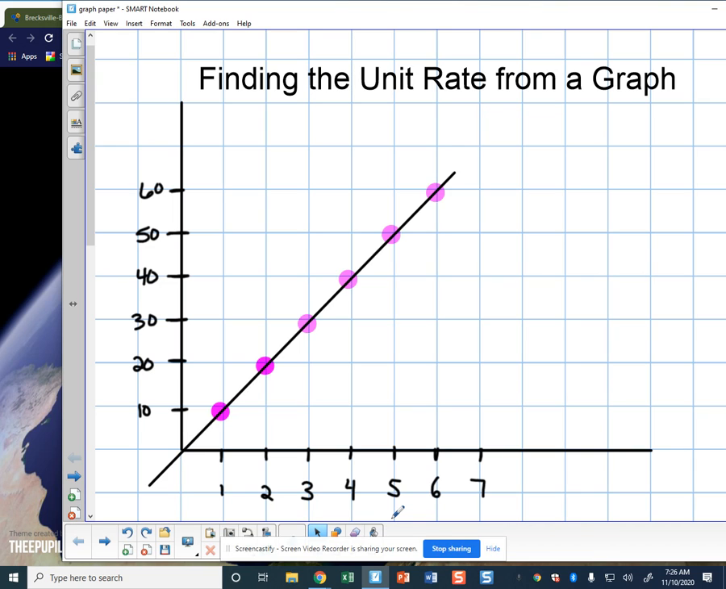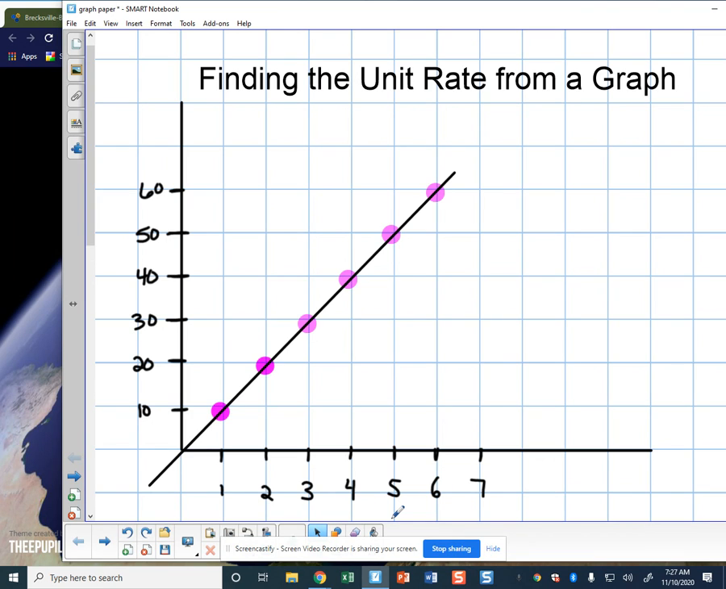All right, sixth graders, today we're going to look at how to find the unit rate from a graph. There will be times when you have a graph and a table, and there will be times when you only have a graph to look at. We've given you strategies of how to find the unit rate from a table. Today we're going to look at how to find it from a graph. So let's take a look at our first one.